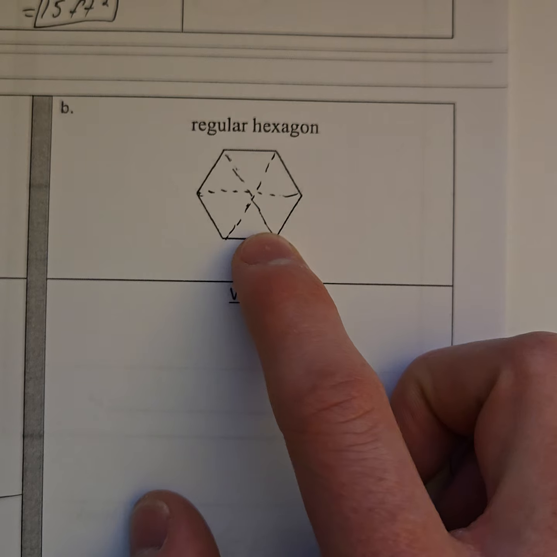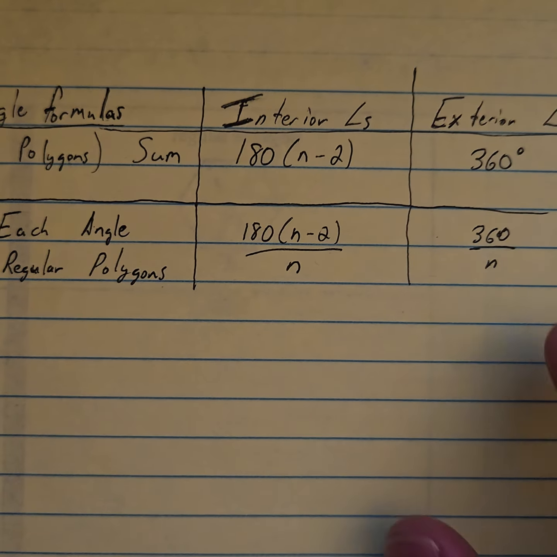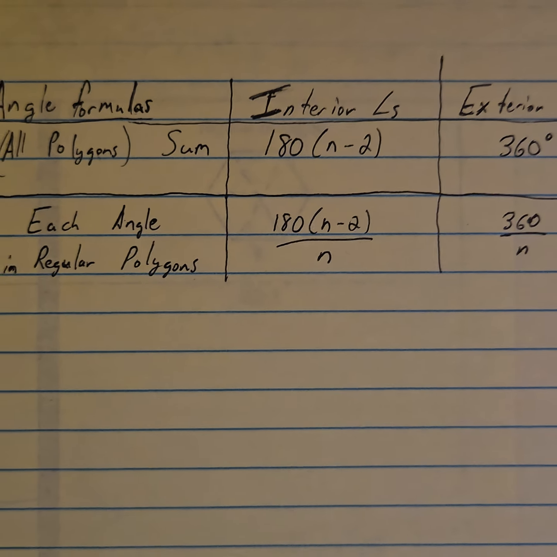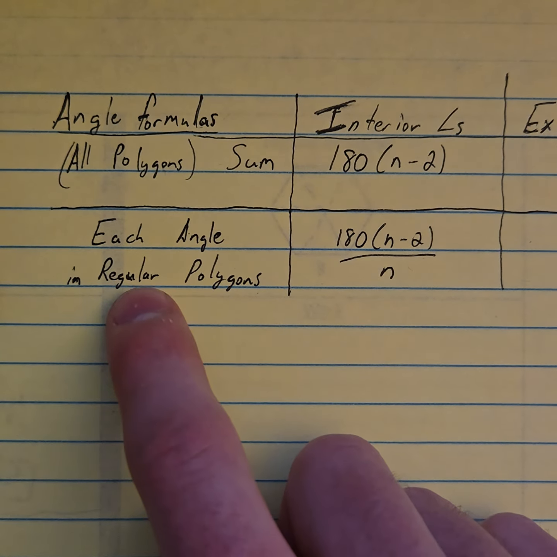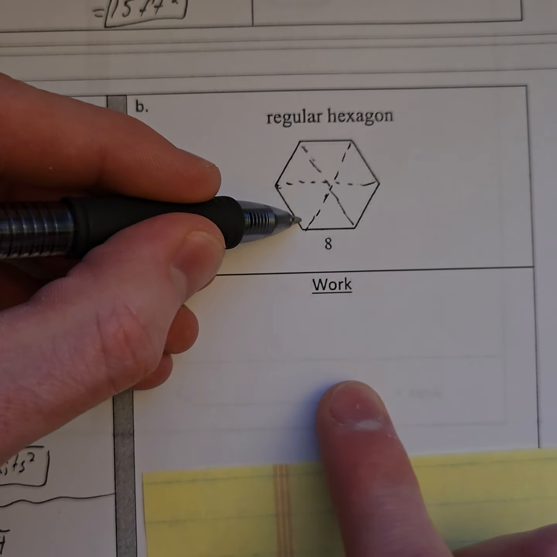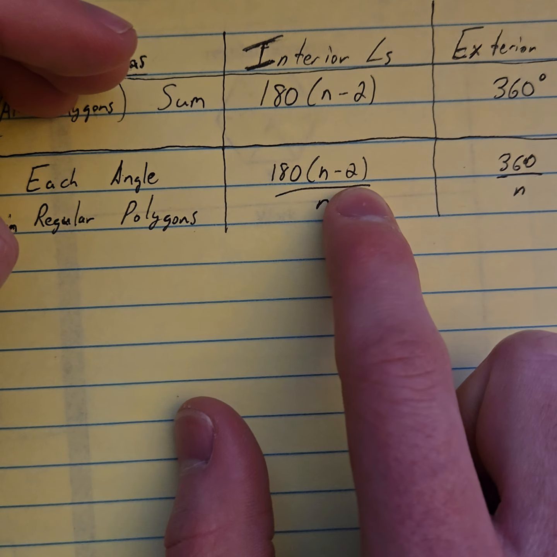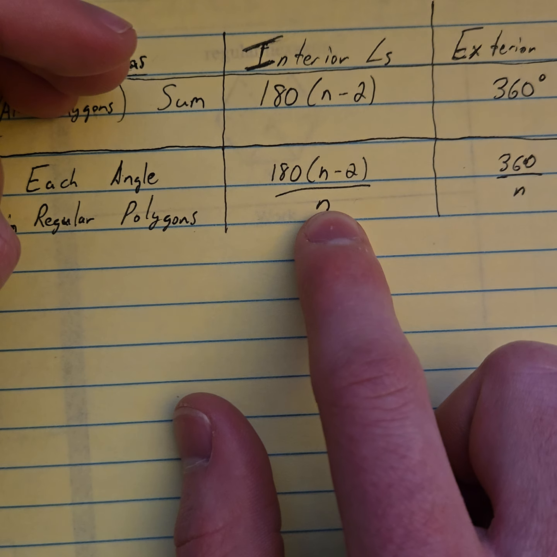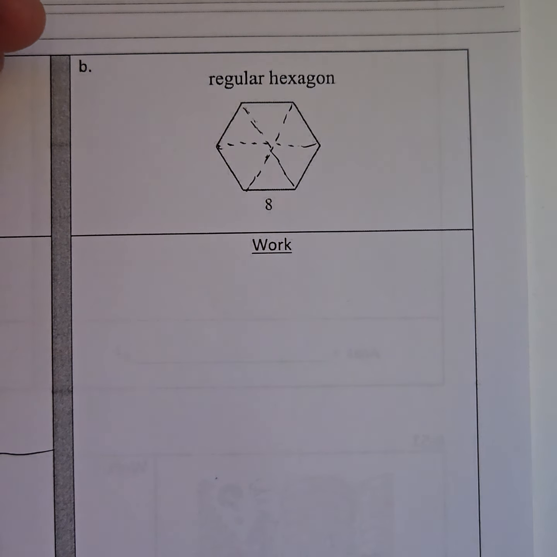Now what I want you to do is think back to yesterday when you were using these formulas. The one formula that we're going to look at today is the interior angle of a regular polygon, because that's what we're dealing with today, regular polygons. So if I want to find just one of these angles right here, I can use this formula: 180 times n minus 2 divided by n. This is a hexagon here, so we're going to plug in 6 into this to find one of these angles.